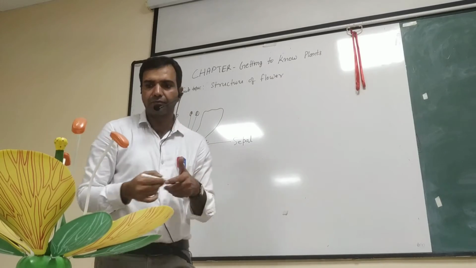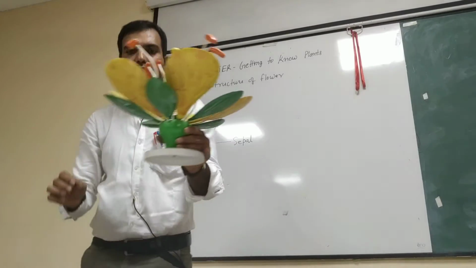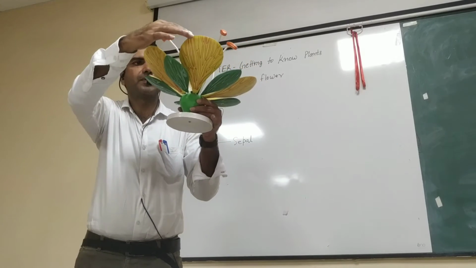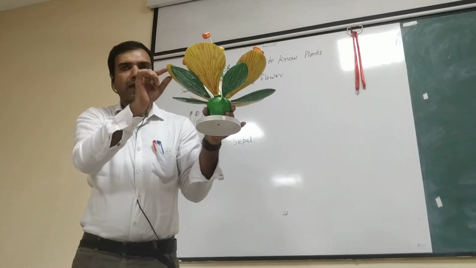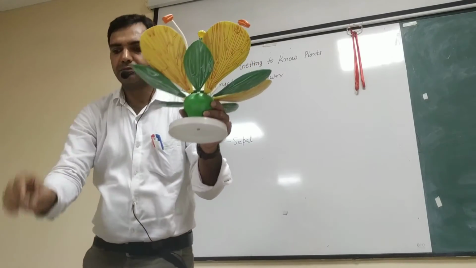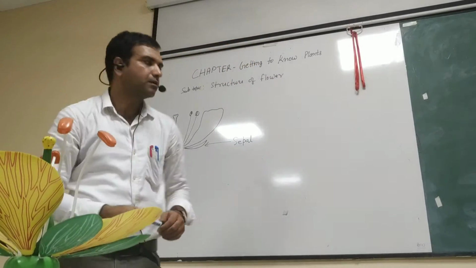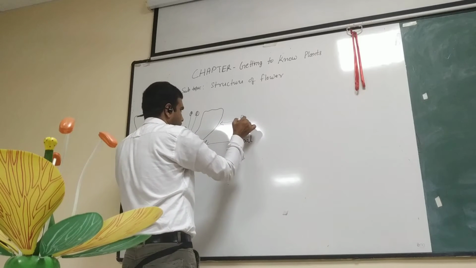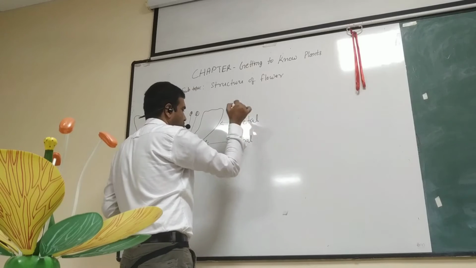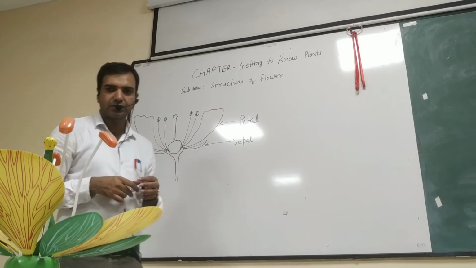Now next to it, if you see, next to it is the colored part of the flower, which is very attractive, and this is called petal of the flower. Petal of the flower. Petal.